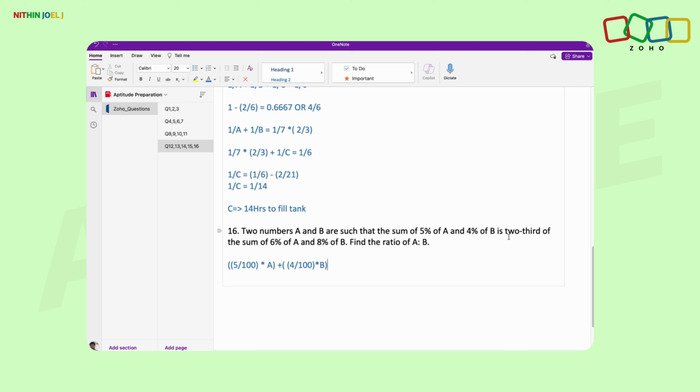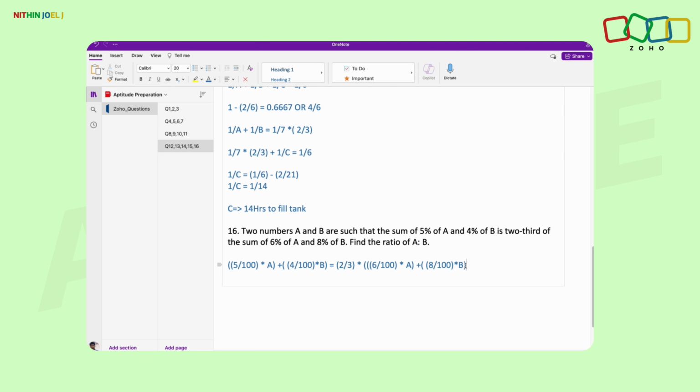So next statement they have given 2/3 of the sum of 6% of A and 8% of B. So which is equal to 2/3, in the sense multiplication, into 6% of A and 8% of B. I'll just copy paste this. 6% of A and 8% of B. We have to find the ratio of A is to B.